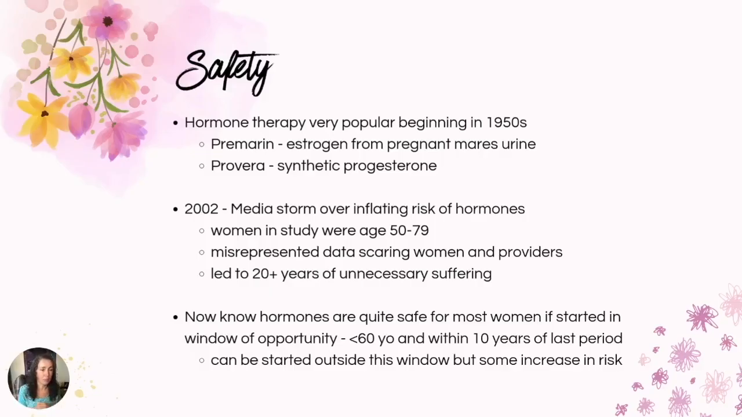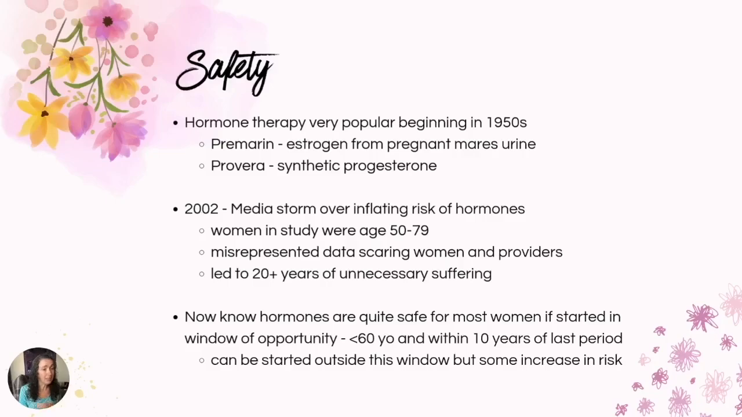Again, I get into that more in the video specifically on risks and benefits of hormones. But basically, in a nutshell, what we know now is that hormones are generally safe for most women if they are started in the window of opportunity. There are exceptions to this, but for the majority of women, if hormones are started within 10 years of the last menstrual period and before 60 years old, they are very, very safe.